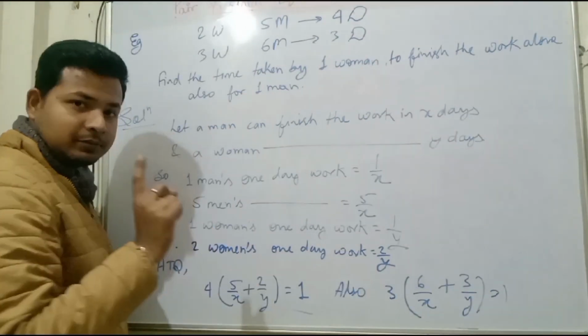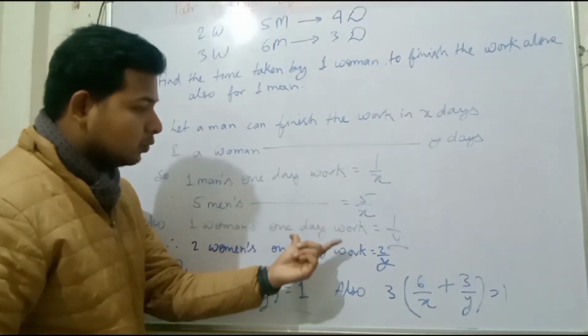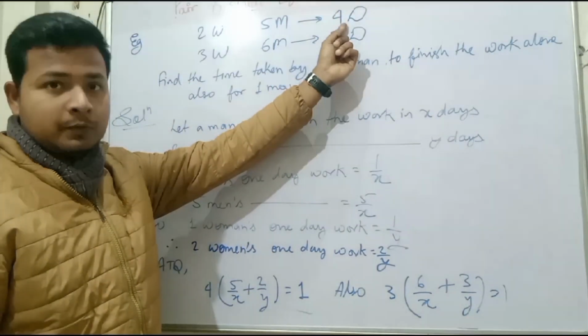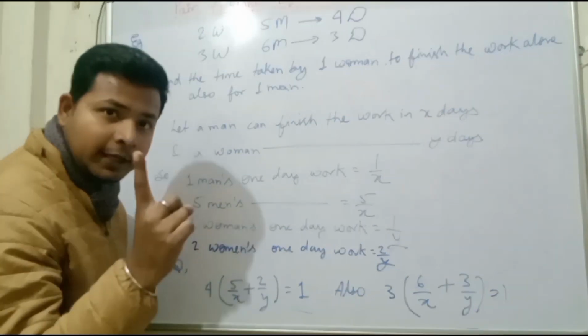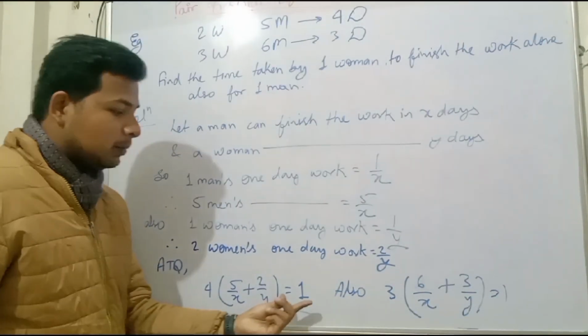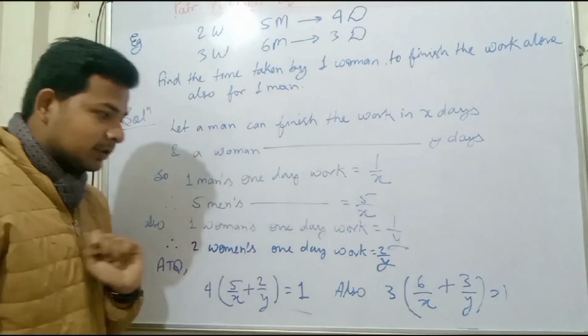5 by x plus 2 by y. Now, these two works are only for 1 day. How many days do they have to work? For 4 days. This work is for 1 day, so we have to multiply this number by 4 to get the total work.